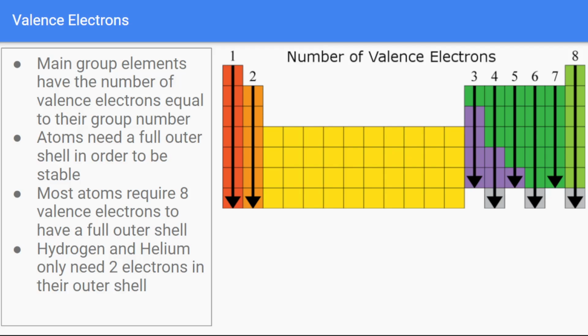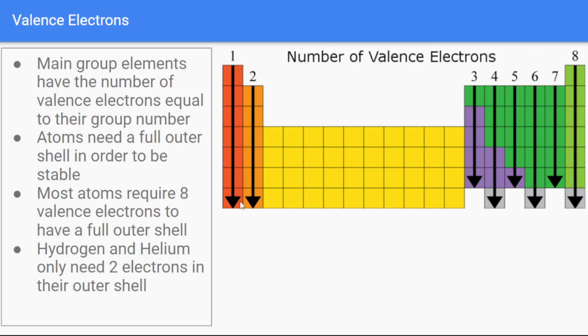The way to determine the number of valence electrons in an atom is to look at the group. Group 1, they all have 1 valence electron. Group 8, they all have 8 valence electrons. So the number of valence electrons corresponds to the group number. Now this is not true for transition metals. It's only true for your main group elements.